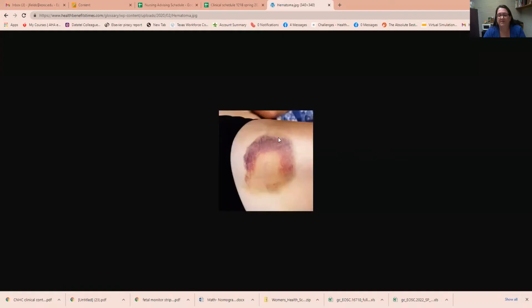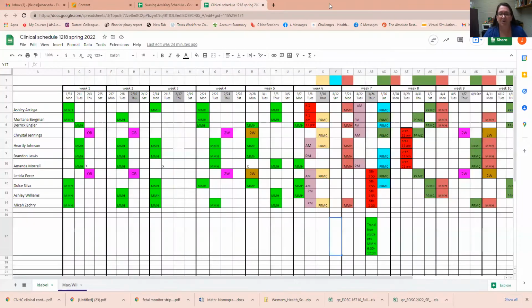So let's look at one. And of course we can't palpate because it's a picture, but it looks like this might have a pretty good knot under it. If you can feel this knot, that's called a hematoma. That's a palpable bruise.